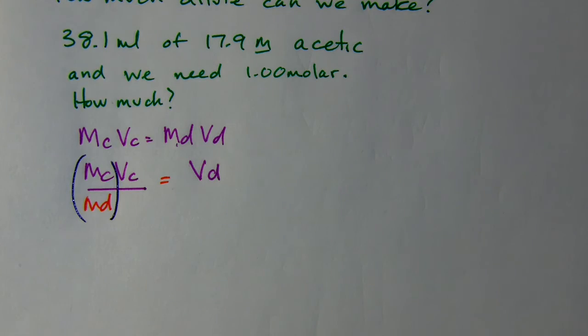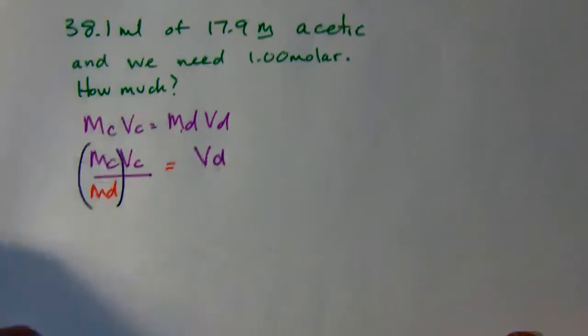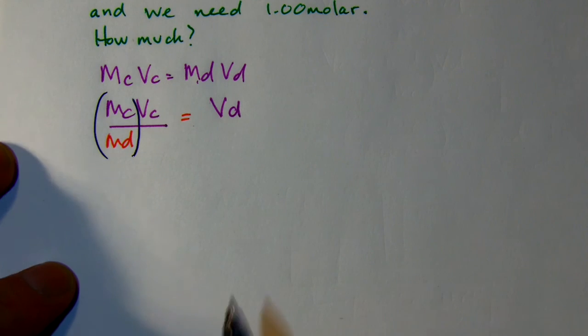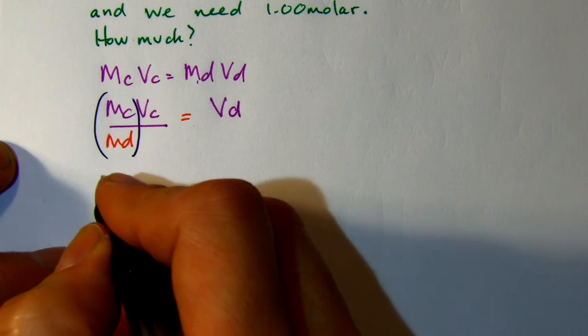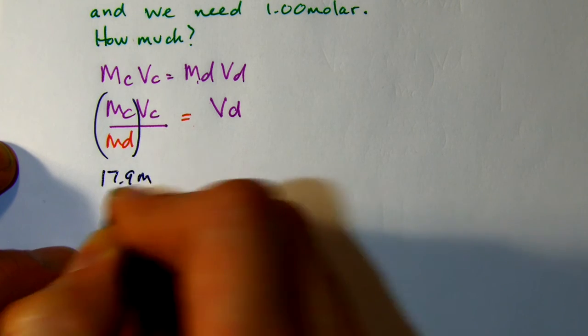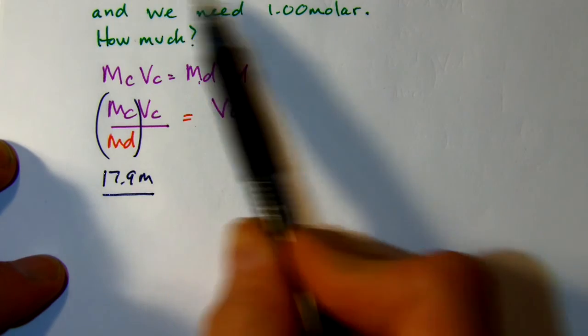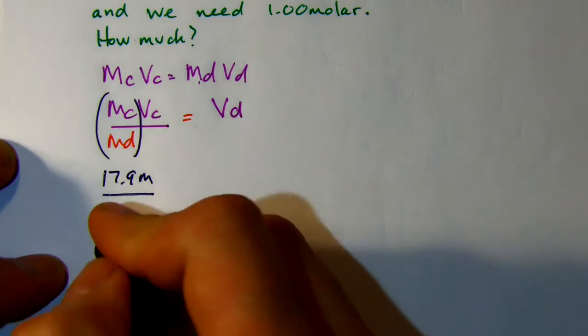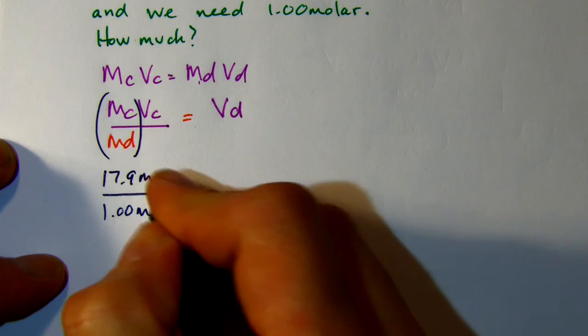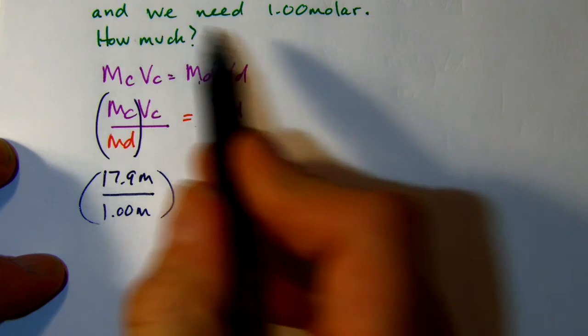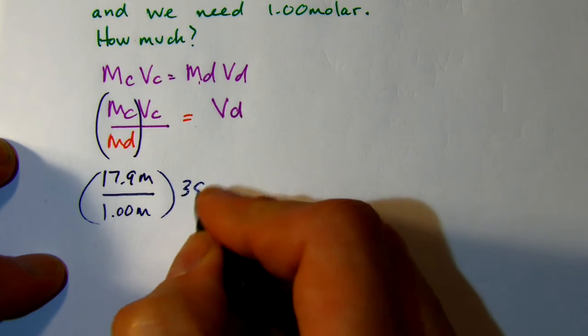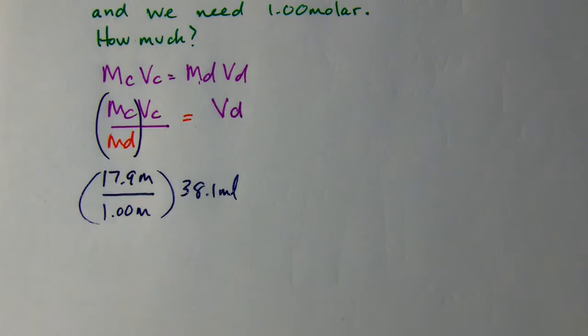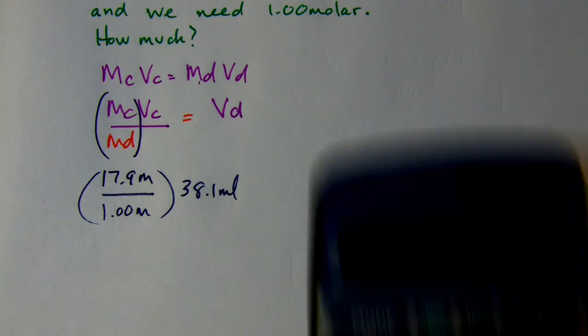So those should be like that. Get used to doing that, okay? So what's your concentrated here? We now have the 17.9 molar on the top. The dilute is 1 molar. That makes our math maybe easier. And our concentrated solution was 38.1 mLs. So now it's not a fraction, now it's a multiple.